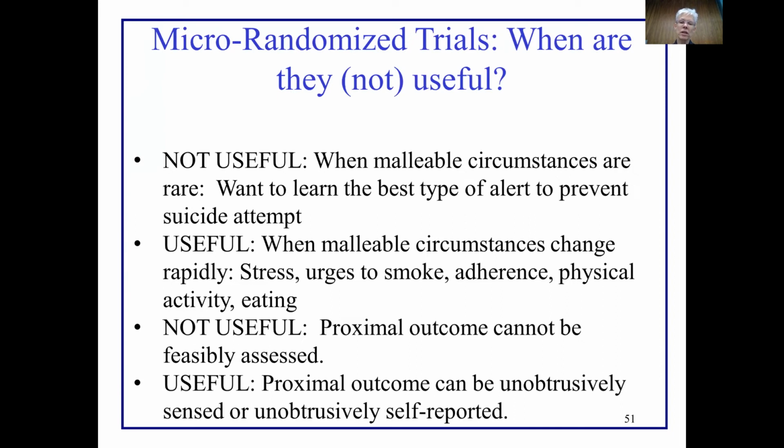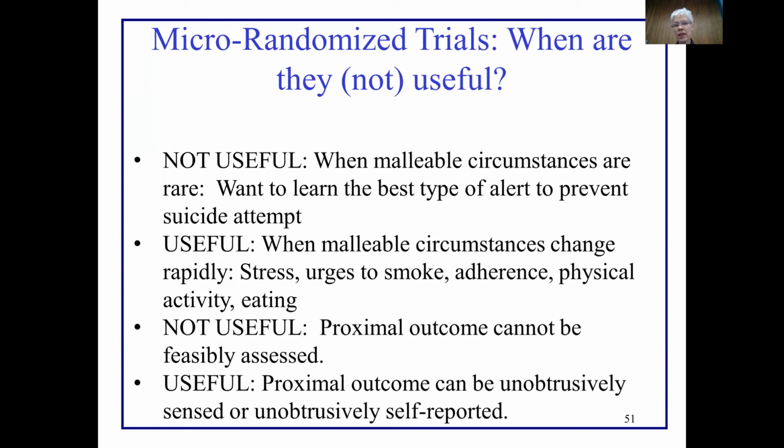People are at high risk for suicide very rarely. Even people who generally, on average, are at high risk, they're not at high risk 3 or 4 times every day or every single day. So you want to really use these when malleable circumstances change rapidly. So helping people manage stress, helping people manage urge to smoke, helping people manage craving, adherence to medication. That's a prime example because you have to use medications usually every day or multiple times per day, and so on.